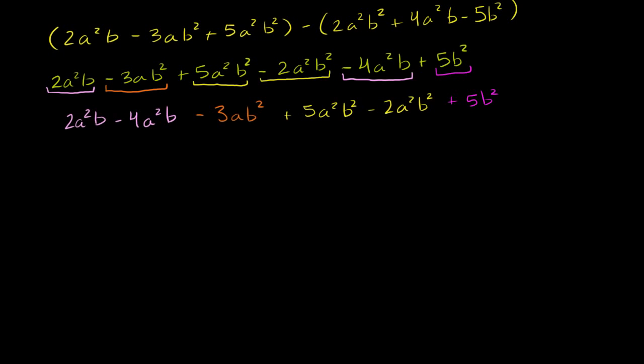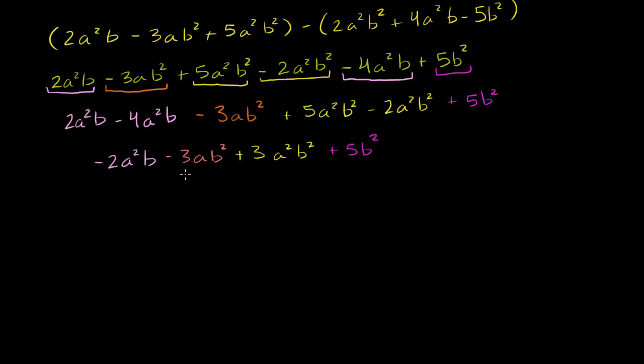So this first group right here in this purplish color, 2 of something minus 4 of something is going to be negative 2 of that something. So it's going to be negative 2a squared b. And then this term right here, it's not going to add to anything, 3ab squared. And then we can add these two terms. If I have 5 of something minus 2 of something, I'm going to have 3 of that something. Plus 3a squared b squared. And then finally, I have that last term, plus 5b squared. Now here, and we're done.